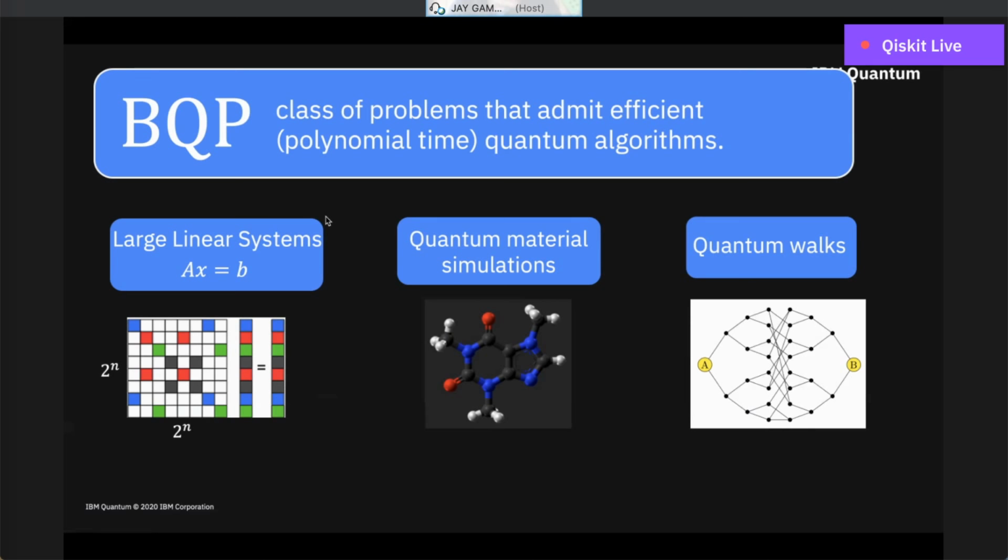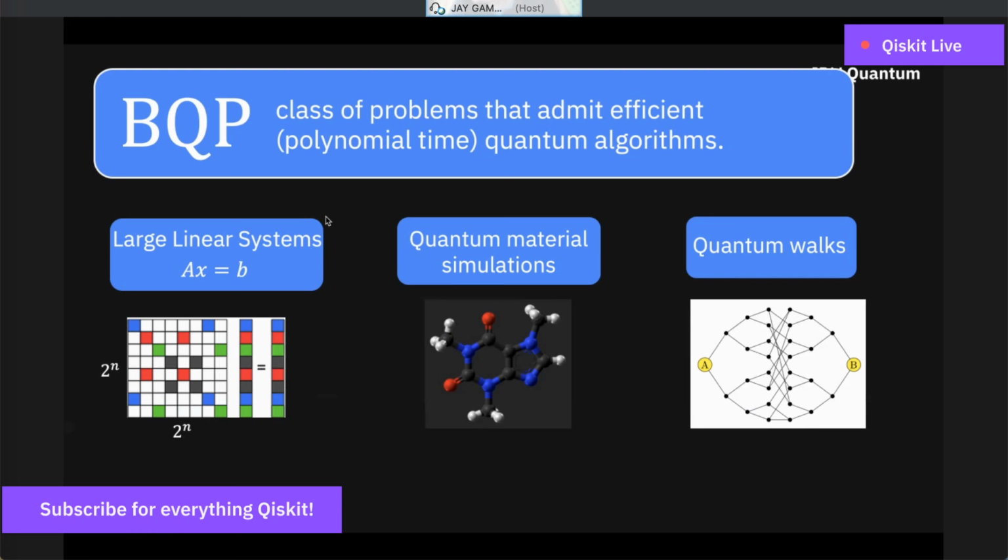that I recommend for those that are interested. Either go out and look at various different scientists' lecture notes. I personally like Andrew Childs's lecture notes that can give you different ways of understanding these algorithms. Here I've just taken a way of classifying them into three different areas: linear systems, simulating quantum materials, so chemistry, and quantum walks, and such.